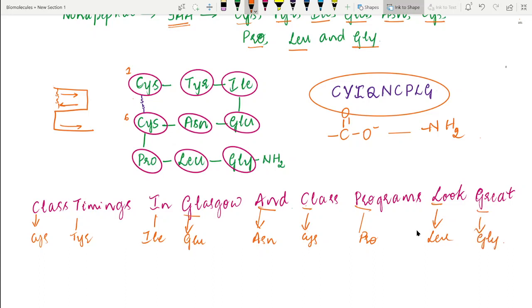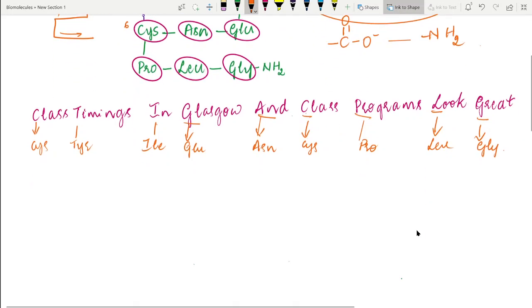Students, because in this sentence we come across two G's, just remember the end C-terminal amino acid is glycine. Just keep it in mind that the C-terminal amino acid is glycine. Then we can easily write the structure of oxytocin.